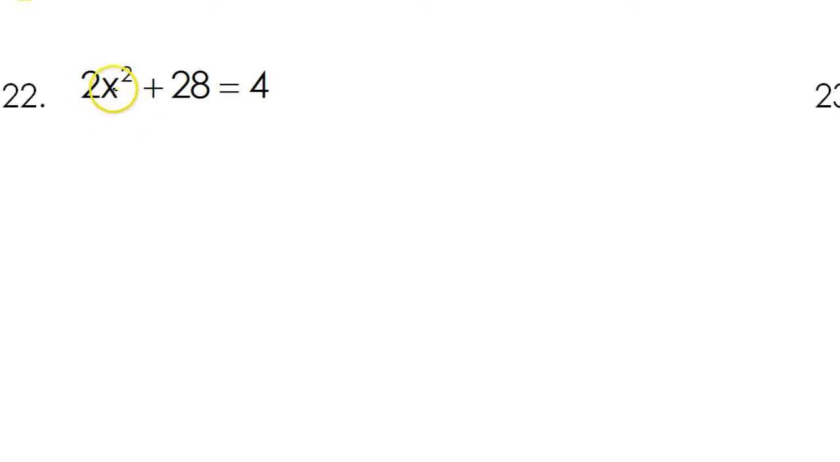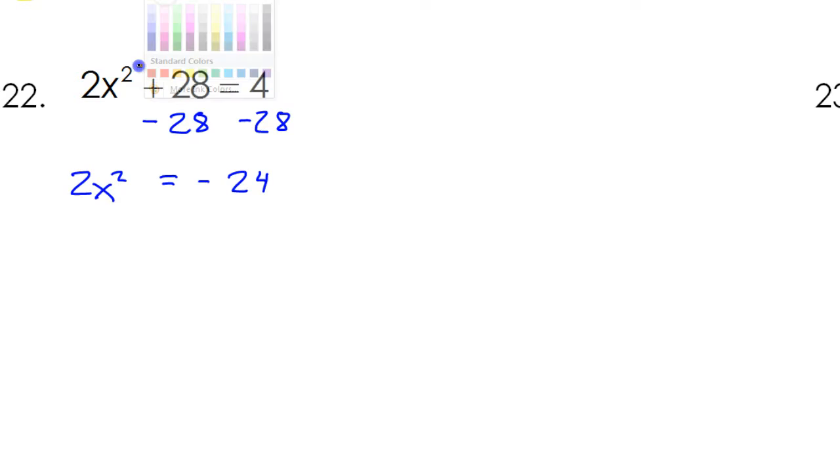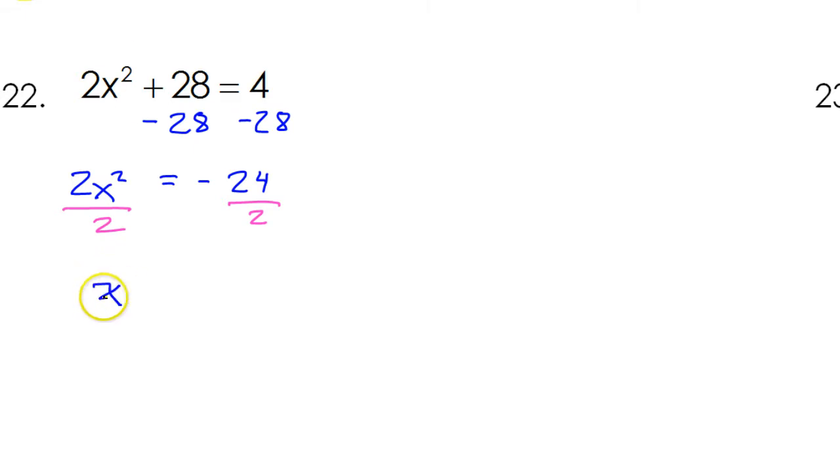So let's get this x squared by itself. So I would subtract 28 from both sides. So that would give me 2x squared is equal to negative 24. And then I would divide both sides by 2. So that'll give me x squared is equal to negative 12. And now let's take the square root of both sides.